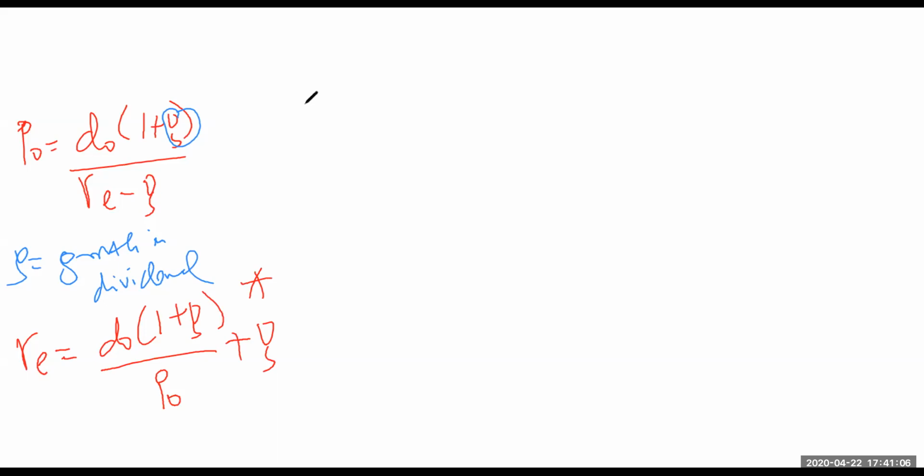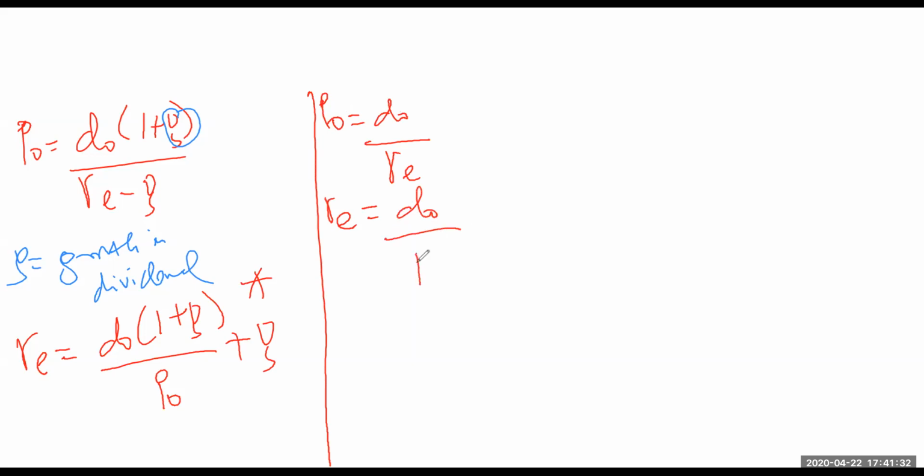If we assume there's no growth in dividend, then the market value of the equity share, P naught, is given as D naught divided by the cost of equity. If we make the cost of equity the subject of the formula, the cost of equity will be equal to D naught divided by P naught, and of course we express this as a percent. That gives us how we get the cost of equity.